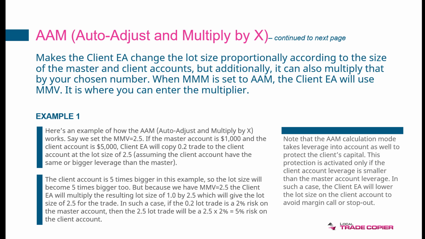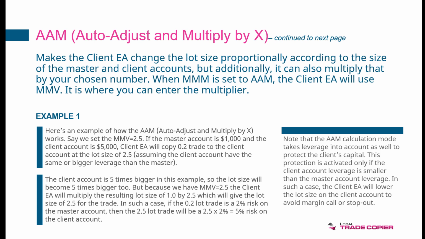In such a case, if the 0.2 lot trade is a 2% risk on the master account, then the 2.5 lot trade will become a 5% risk on the client account. That is because we multiply that by 2.5. And also know that with the AAM calculation mode, the client EA also takes the leverage into account and makes the lot size adjustments accordingly.